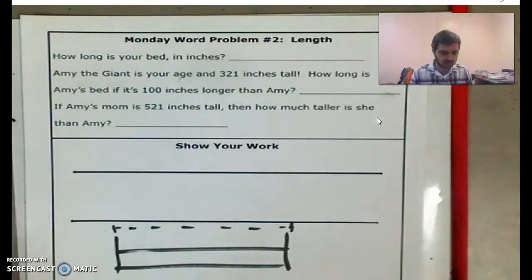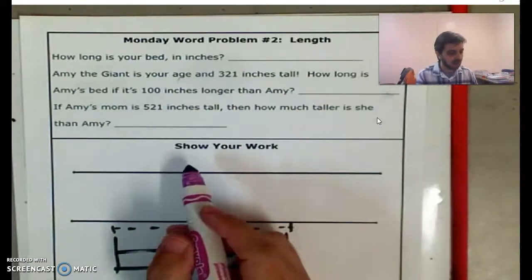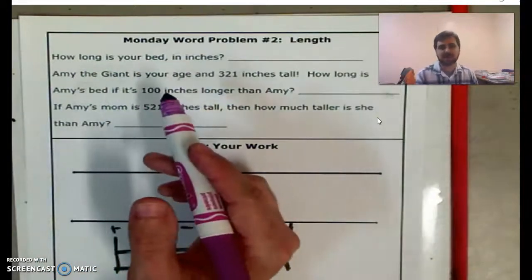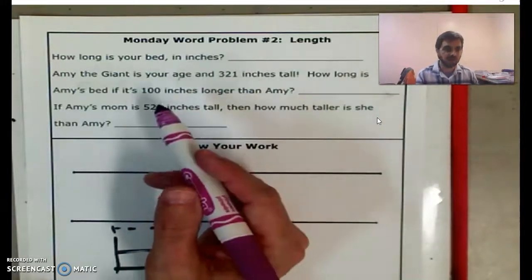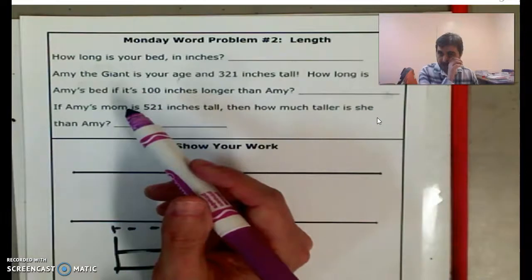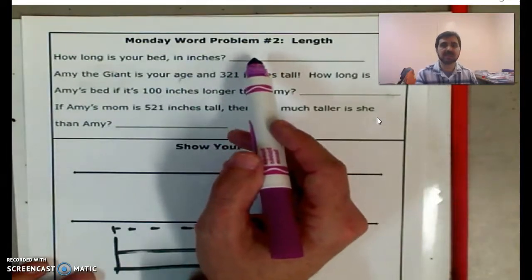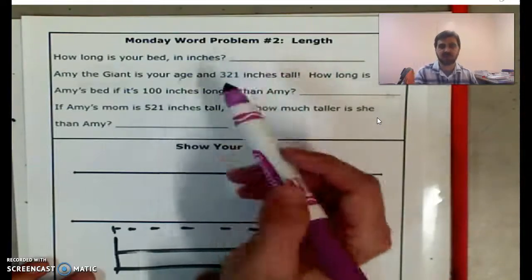I just wanted to start today by quickly reviewing what you did yesterday for your word problem. So, did you figure out how long your bed is? Was it like, I don't know, 70 something maybe? So that's cool, right? Gives you a sense of how long things are, okay? And by the way, if it was 72 inches, that would be 6 feet. And if it was 60 inches, that would be 5 feet because there's 12 inches in a foot.